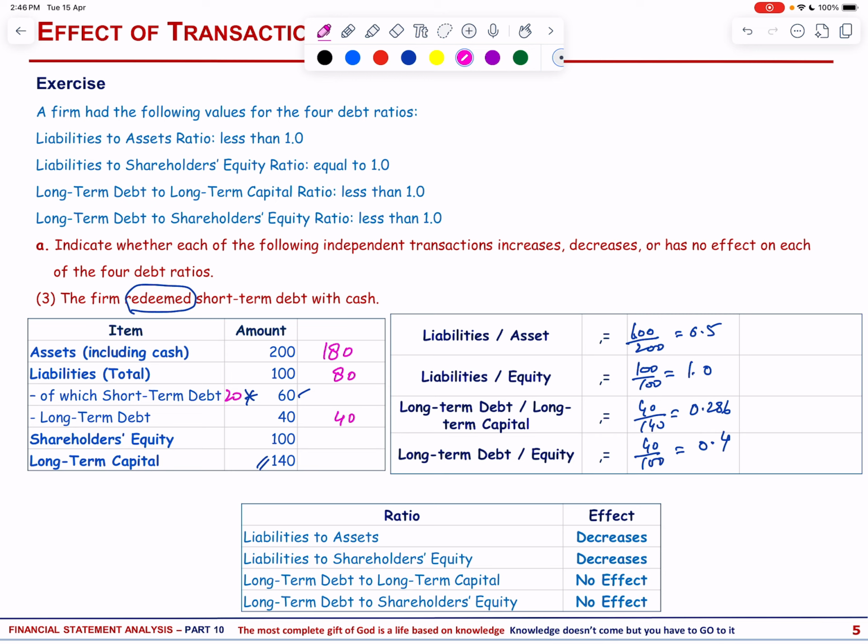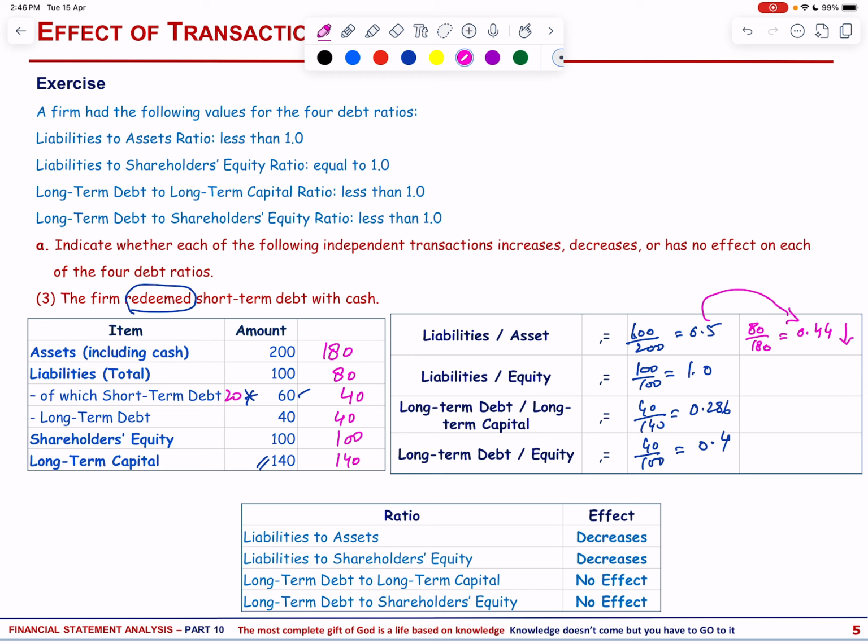The short-term liabilities are going to decrease by 20. So the short-term debt now is going to be 40. And the equity remains unchanged, that is 100, and the long-term capital will now be 40 plus 100, that is 140. Once again, we are going to calculate these ratios. So the liabilities to total assets will be 80 over 180, that will be equal to 0.44. So you can see that the ratio has decreased from 0.5 to 0.44.